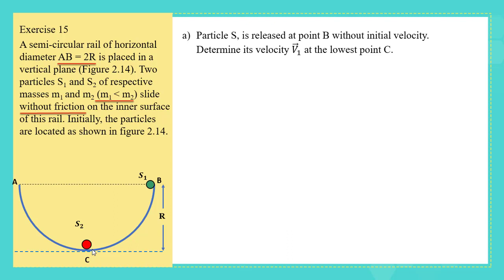To solve this exercise, we have two methods: either using conservation of mechanical energy, or the kinetic energy theorem. Since they didn't mention anything about the horizontal plane reference for gravitational potential energy, we're going to use the kinetic energy theorem, which states that the kinetic energy at C, which is final, minus the kinetic energy at B, which is the initial, equals the sum of the work done by external forces.